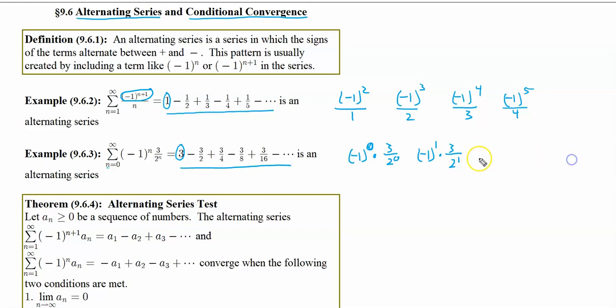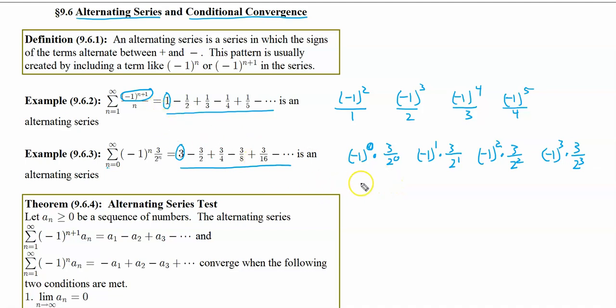Then if you put 2 in for the n here, of course you get (-1)^2 times 3 over 2^2. (-1)^2 is 1, so that gives you +3/4. Then if you put in 3 for the n, you get (-1)^3 times 3 over 2^3. So that's going to be -3 over 8. And so you see how this (-1)^n is giving you this alternating sign pattern.